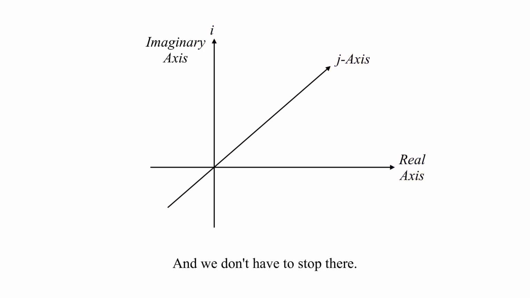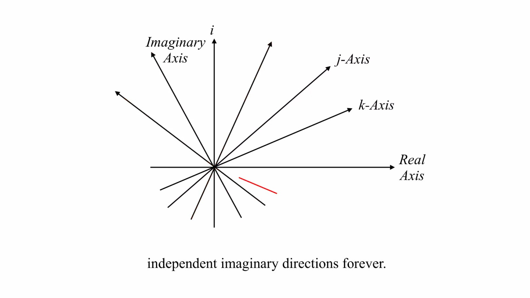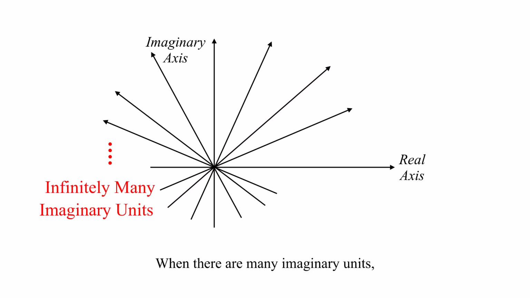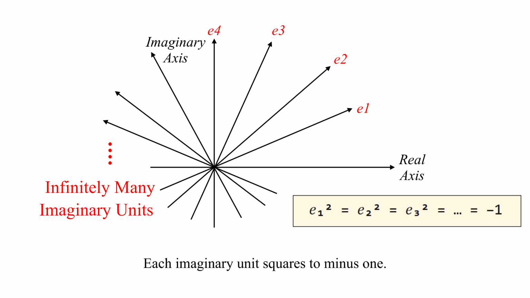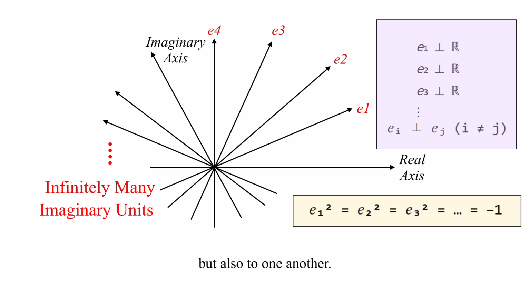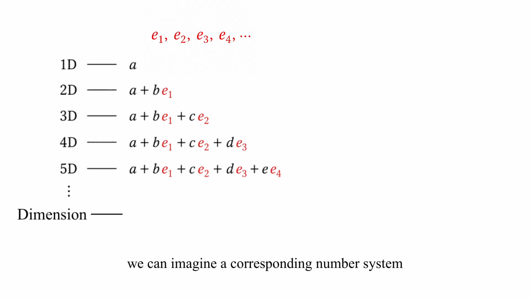And we don't have to stop there. We can imagine another independent direction perpendicular to the real axis. The k-axis, then another, and another. We can keep adding independent imaginary directions forever. That means there can be infinitely many imaginary units. When there are many imaginary units, we use symbols like E1, E2, E3, and so on. Each imaginary unit squares to minus 1, and these units are perpendicular not only to the real axis, but also to one another. By using these different imaginary units, in principle, we can imagine a corresponding number system for each dimension.